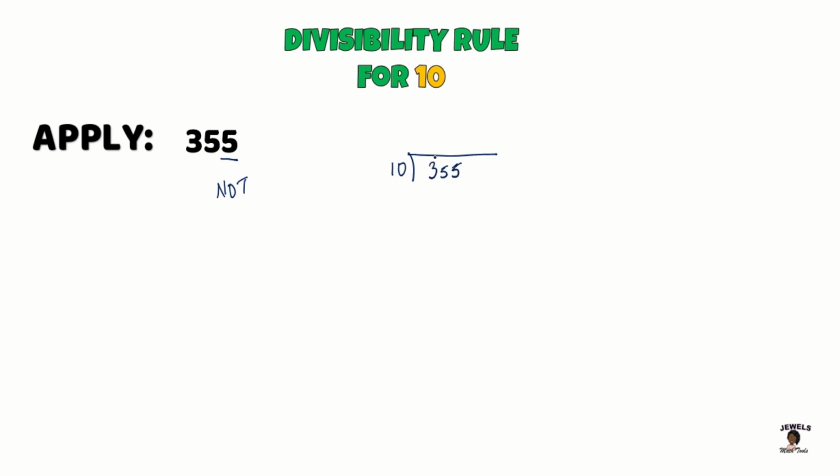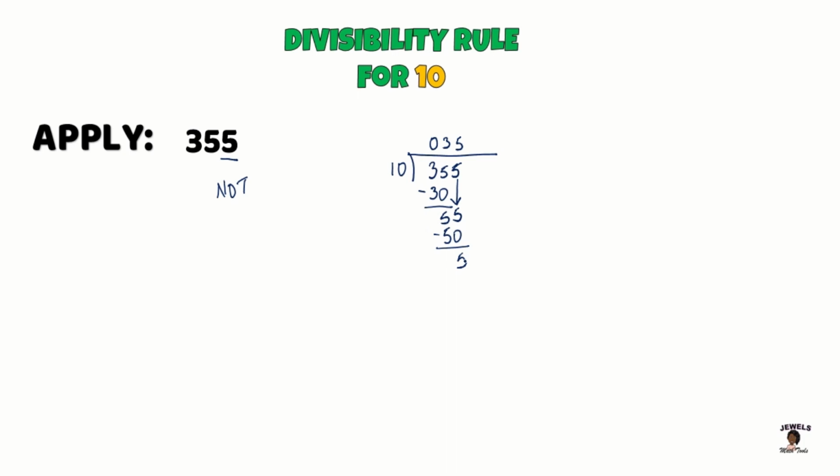So 10 cannot divide into 3 since 3 is less than 10. 10 divides into 35 3 times. 3 times 10 is 30. 35 minus 30 leaves us with a difference of 5. We're going to bring down our 5, changing 5 into 55. 10 goes into 55 5 times. 5 times 10 is 50. And 55 minus 50 leaves us with a difference of 5.